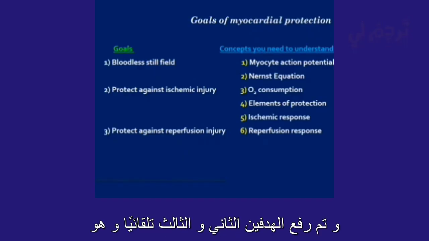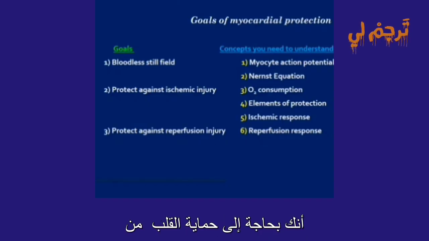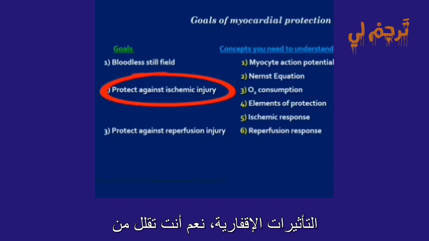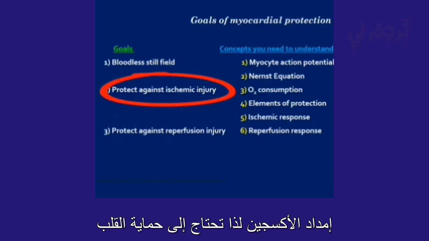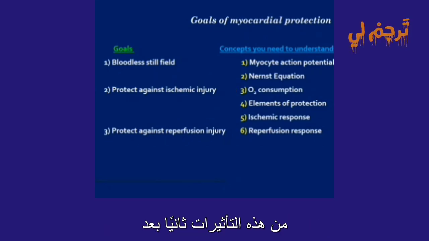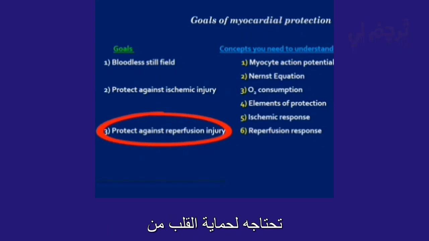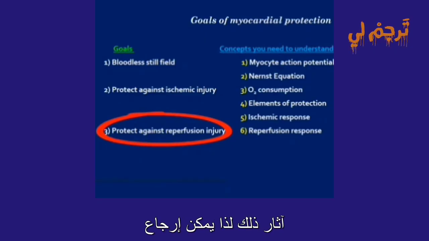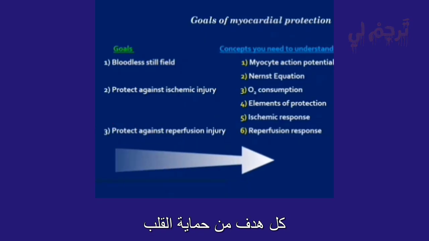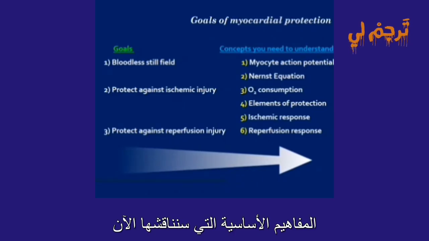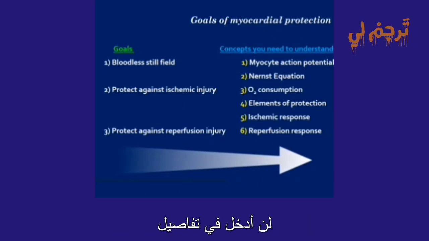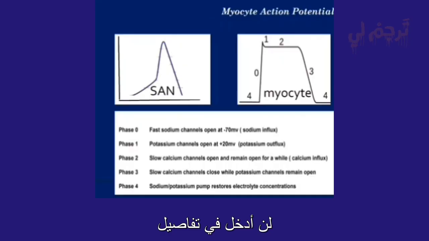The second and third aims were automatically raised, that is, you need to protect the heart from the ischemic effects. Yes, you are reducing oxygen supply, so you need to protect the heart from these effects. Second, after you reperfuse everything, you need to protect the heart from the effects of that. So every goal and every aim of myocardial protection could be traced back to one of the fundamental concepts which we'll be discussing now. I will not go into details of the action potential.